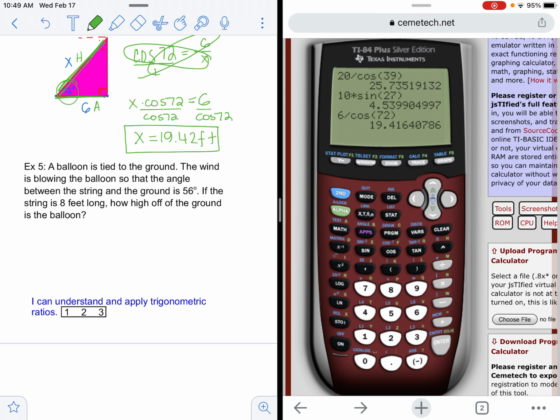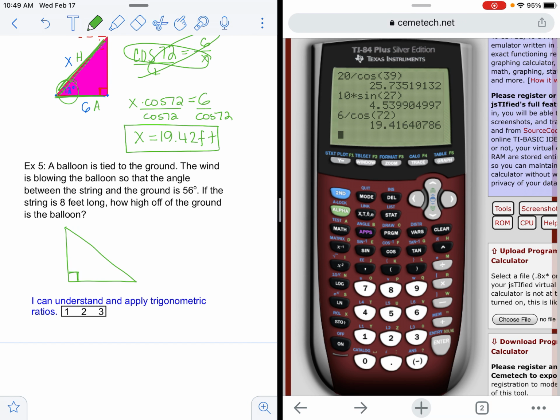Okay, very last one. A balloon is tied to the ground. The wind is blowing the balloon so that the angle between the string and the ground is 56 degrees. If the string is 8 feet long, how high off the ground is the balloon? Okay, so let's draw a triangle. I'm going to draw it the other way this time. Why not, right? Oh gosh, that is not pretty, so I'm just going to try again. Okay, that's good enough.